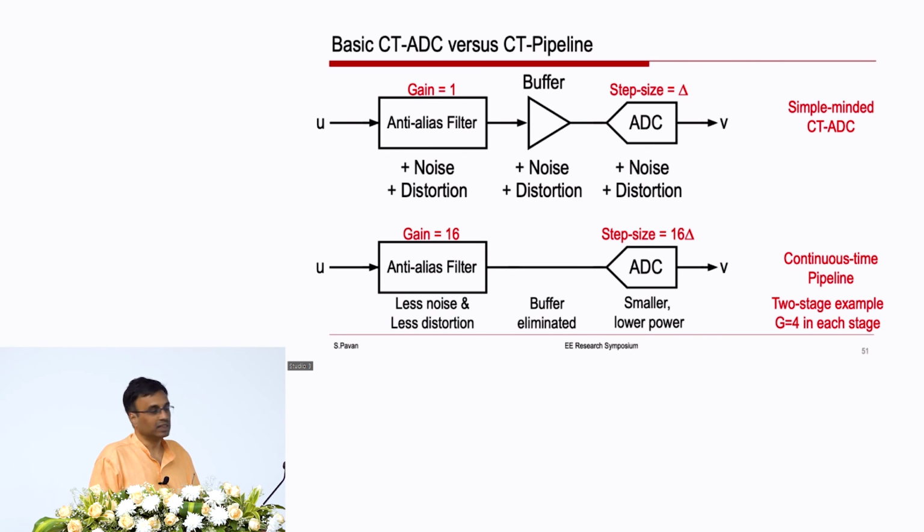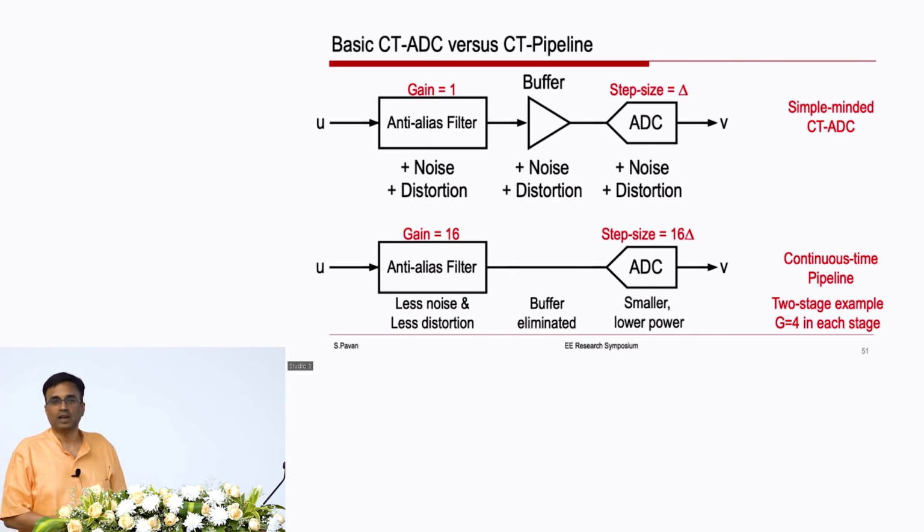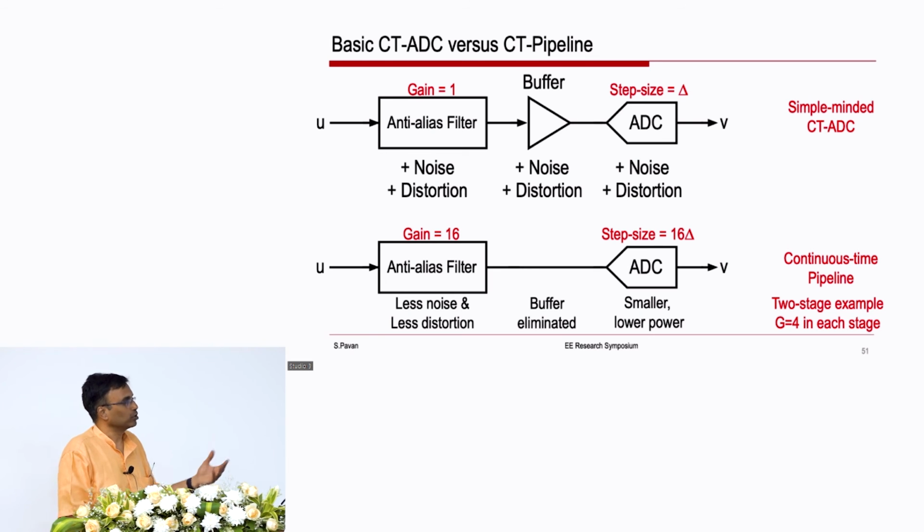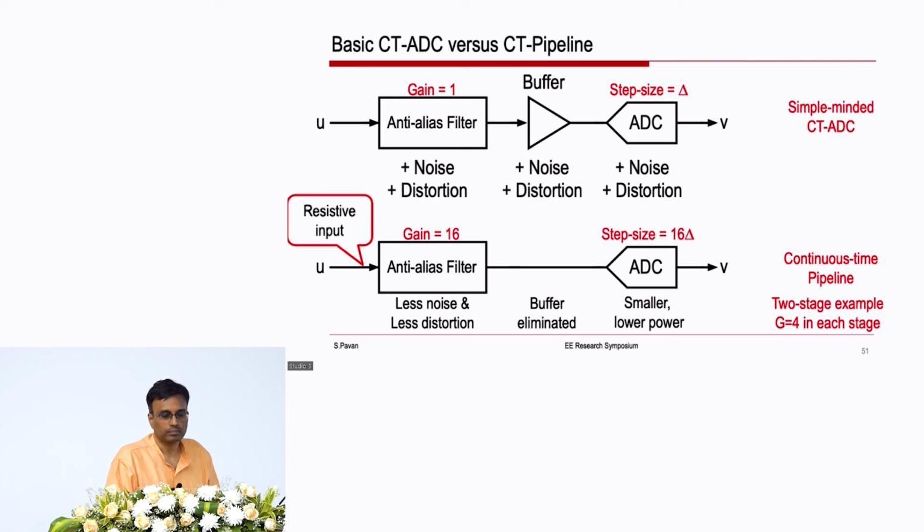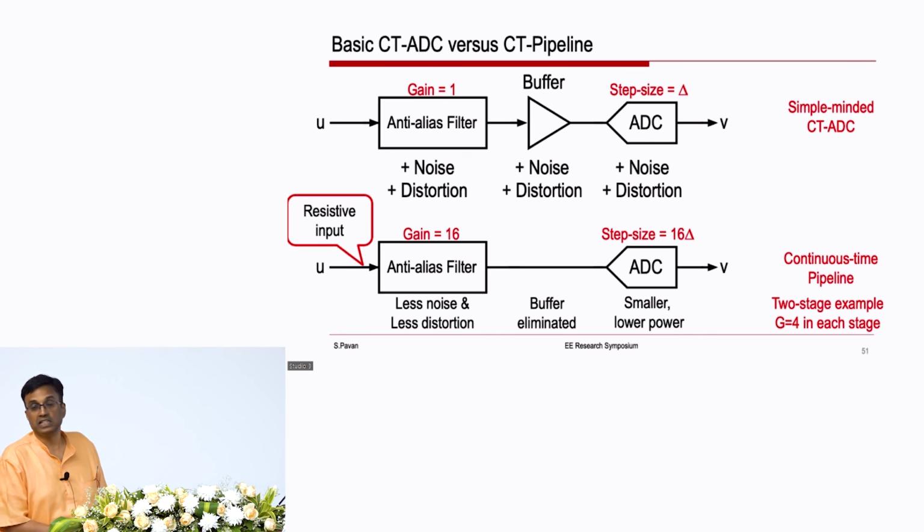And as we just saw, this equivalent anti-alias filter has much lower noise. It also turns out that the linearity is much better than a standalone filter. And finally, because you're not driving these spikes of current, these converters are very easy to drive.